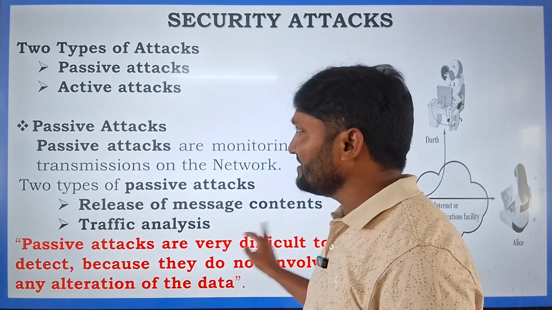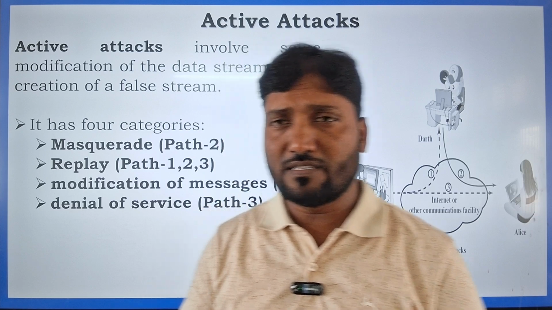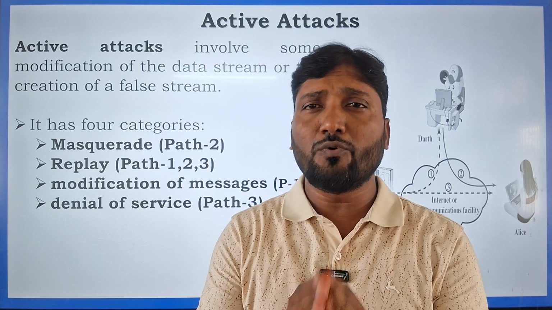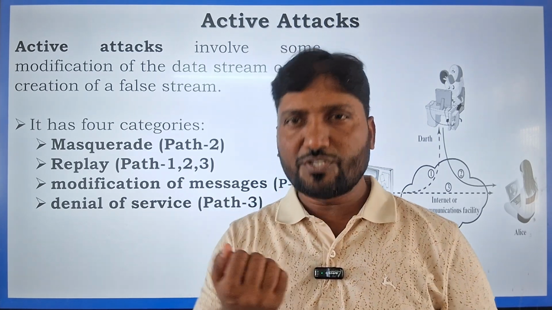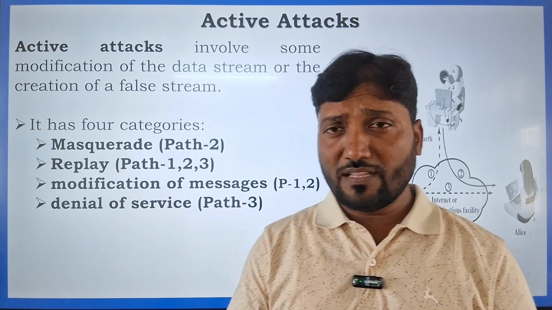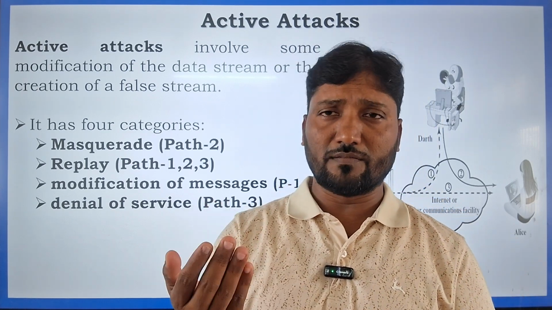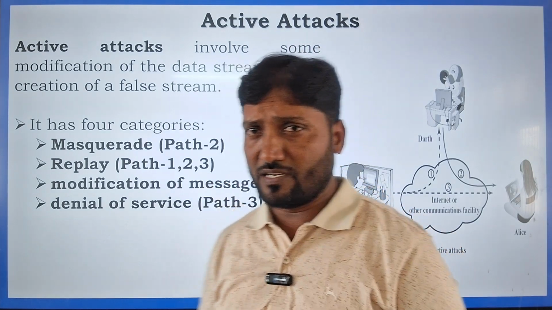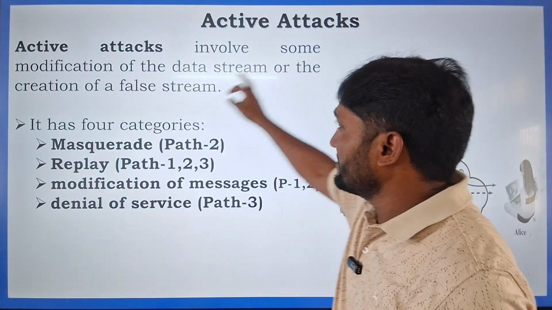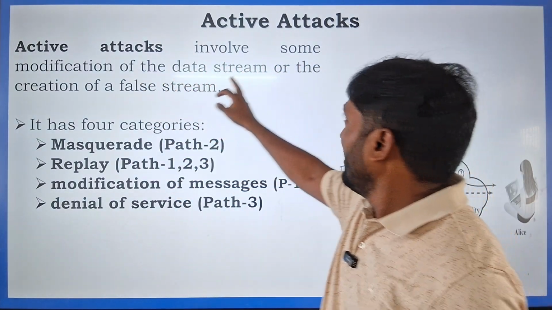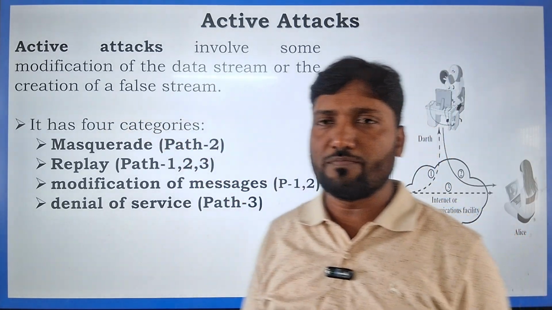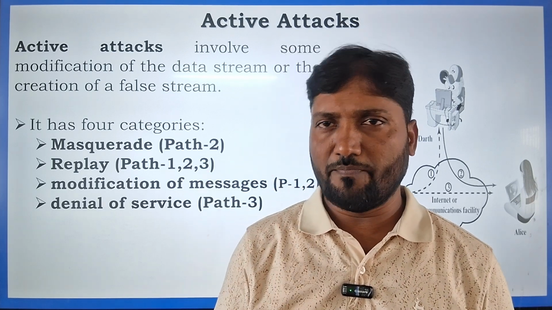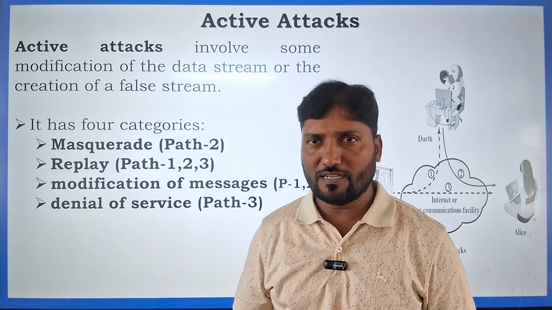And what is the second one? That is called active attackers. Active attackers not only see the data, that means not only monitor the transmission of data, they can steal the data from the network. If they steal the data from the network, they can do anything. That means they can modify the data, they can alter the data. So that is active attackers. What is an active attack here? It involves some modification of the data stream or the creation of a false stream. That means they not only see the data, they can alter and modify the data. So that is called active attackers.